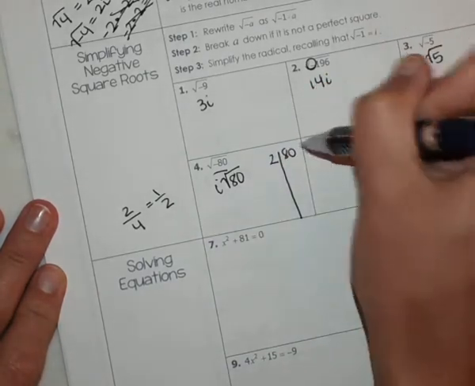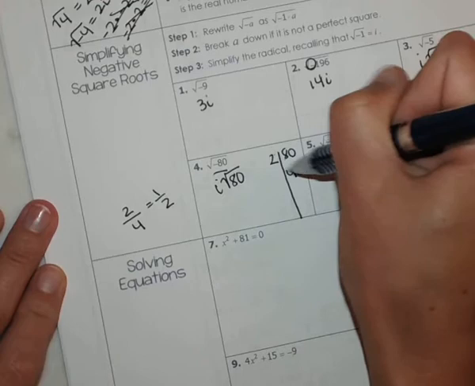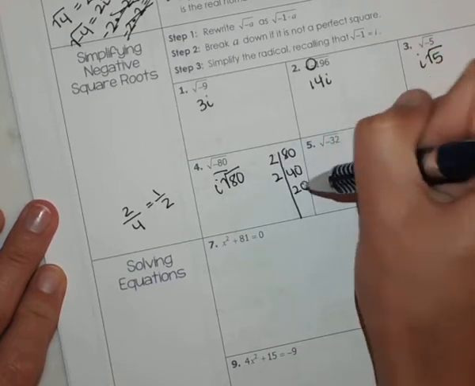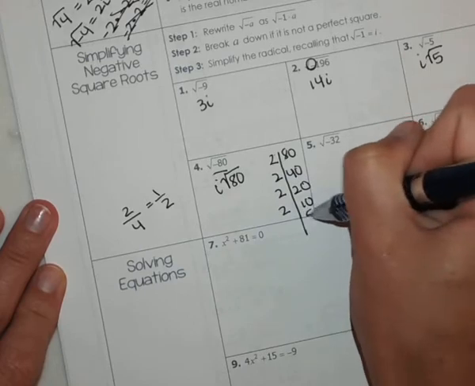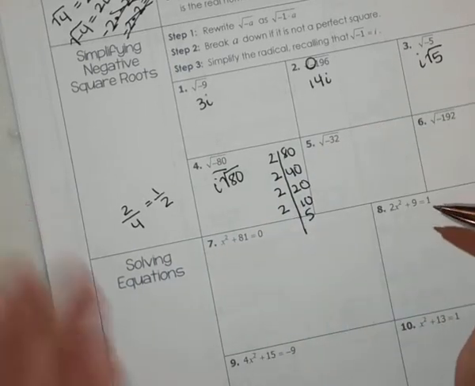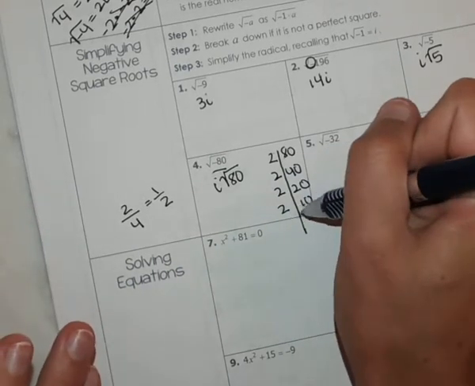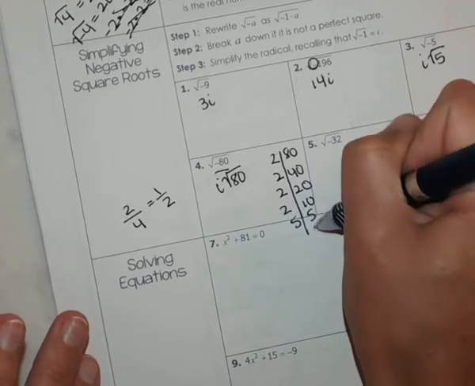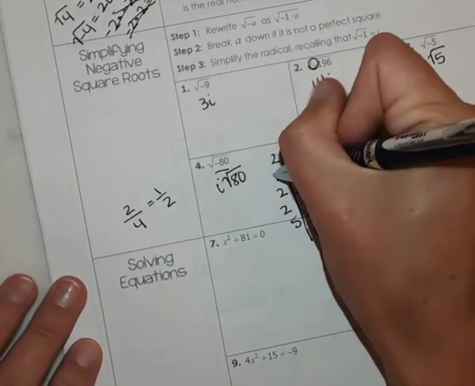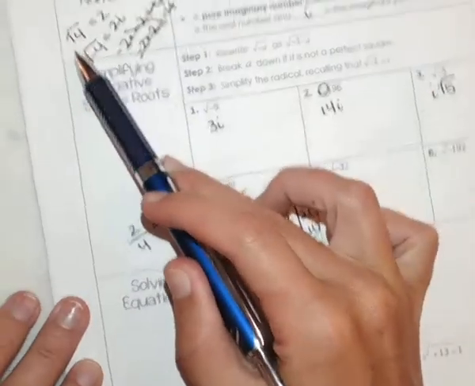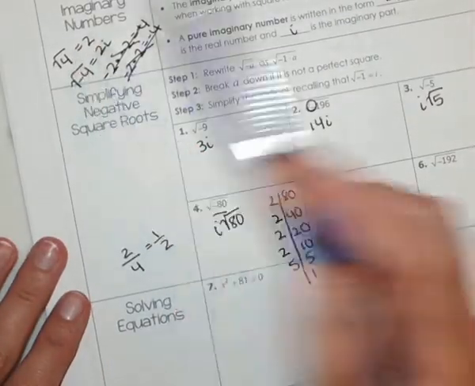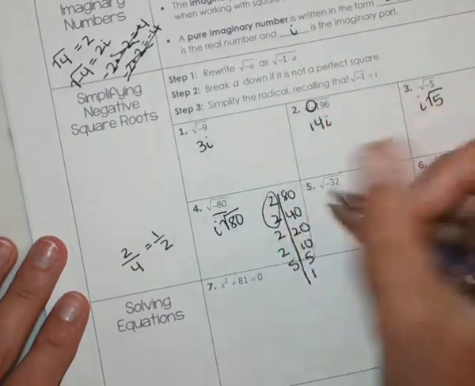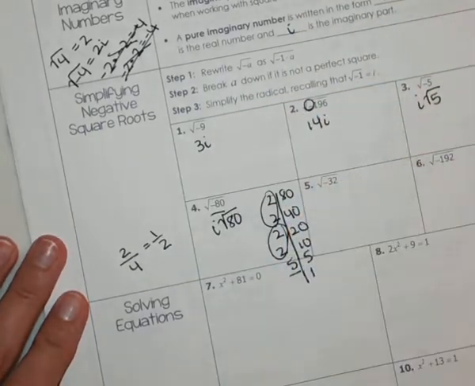80 divided by 2 is 40. 40 divided by 2, 20. 20 divided by 2 is 10. 10 divided by 2 is 5. 5 divided by 2, well, that doesn't work. 5 can only be divided by 5, which is 1. Then we are going to group these, because remember, the square root is two numbers multiplied together to get that perfect root. So here we're going to group by 2's, and any single numbers have to stay out.